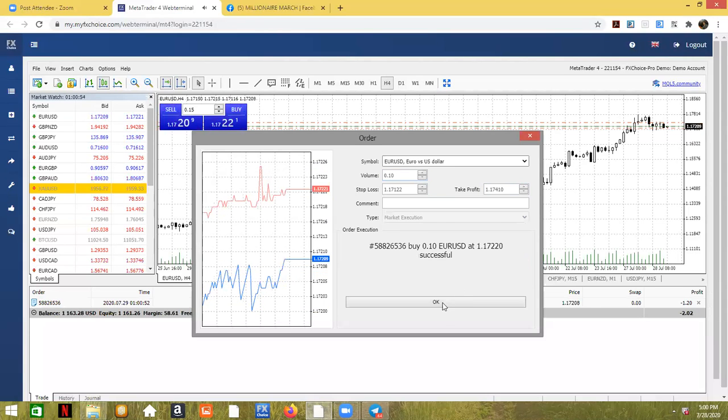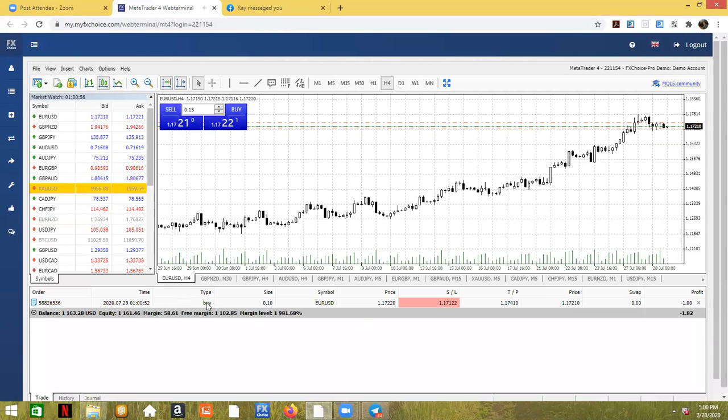And it just took the order. So now it shows up where? On my purchased orders. The reason it's showing in pink is because I'm so close to the stop loss. So that kind of gives you a warning when it goes pink that you're really close to the stop loss.